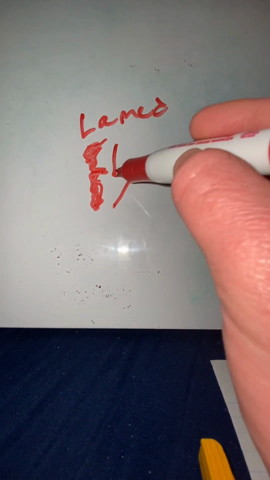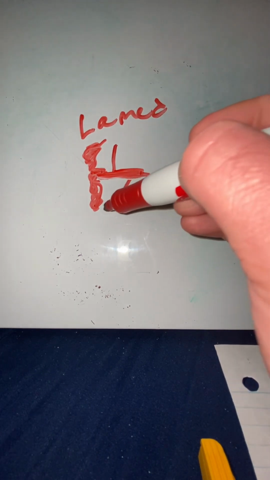Basically, when you write this one, this spot here is written above the letter, and the rest of it is written in line with the letters. This horizontal line right here is going to be in line with the top, and this here is going to be in line with the bottom. All right, that's Lamed. It makes the L sound.